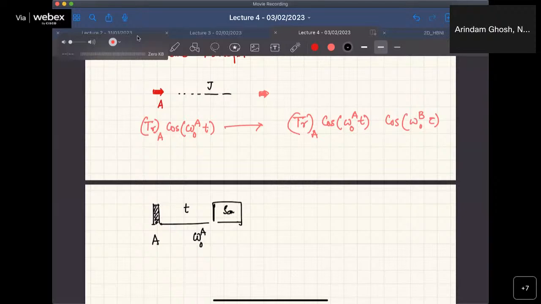Then this will transfer to B, and then if you have another time, I can get t prime, correct? And this time it is going to be the frequency of B. So this is what is going to be happening, and this particular thing is done all the time in 2D.